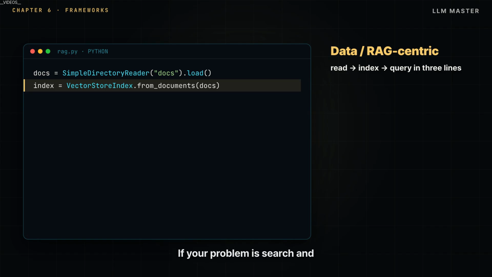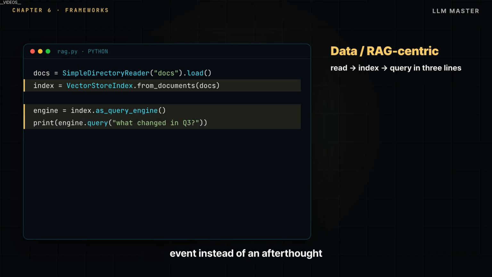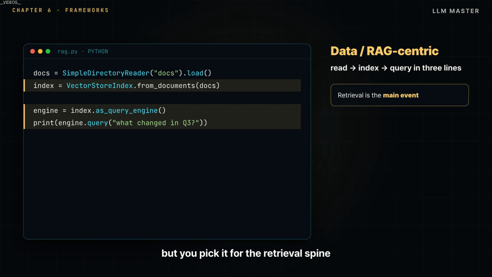If your problem is search and question answering over a private corpus, support docs, contracts, a wiki, this is the tool that treats that as the main event instead of an afterthought. It has grown agent features too, but you pick it for the retrieval spine.